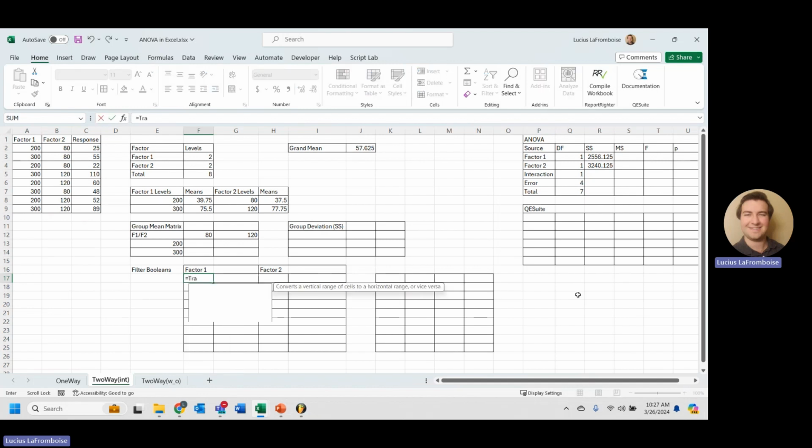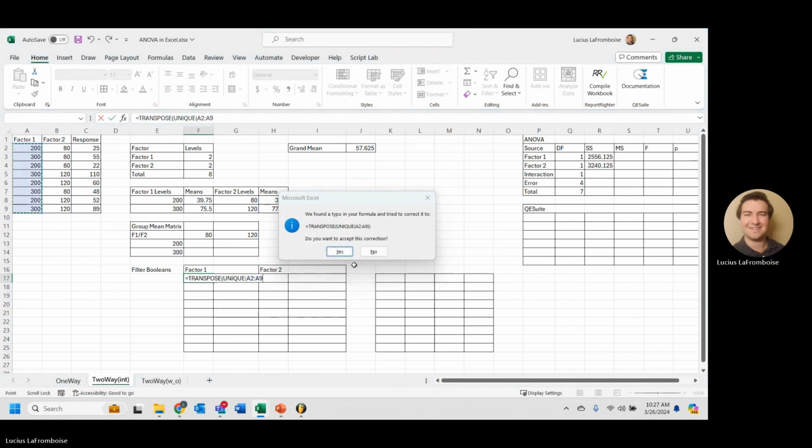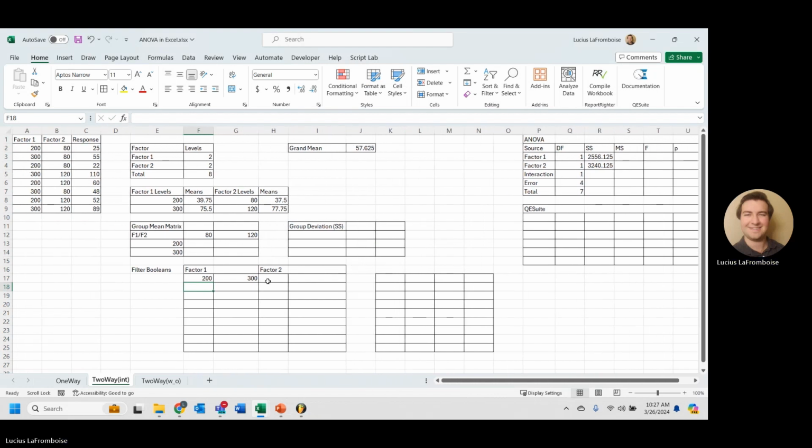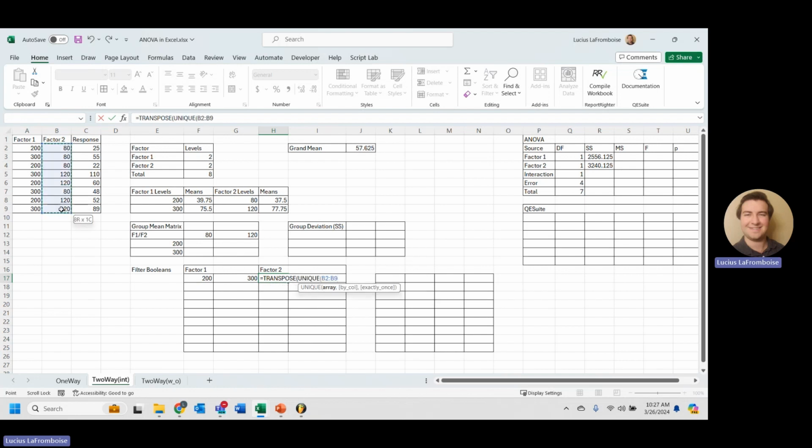So filter booleans. What I want to do is transpose, unique. So these are our levels, and then I want to do the same thing, and then unique because I want to get our factor levels here. And what I'm going to do is say equals this, I'm going to select that whole range, equals this factor level. So this is our factor 200 Boolean array. I'm going to do the same thing, except equals that and our new level.